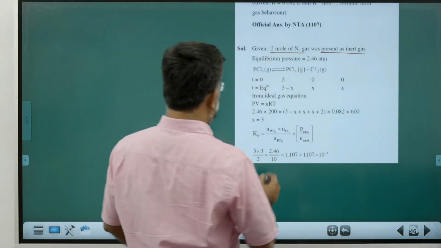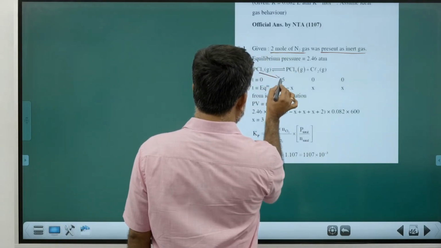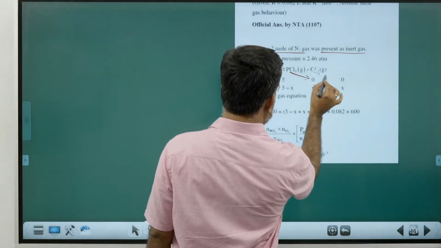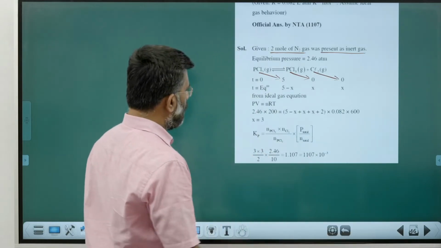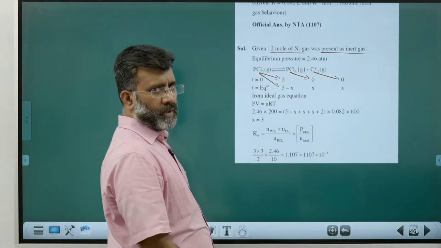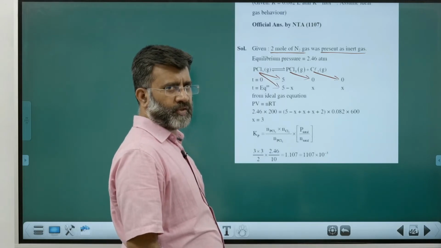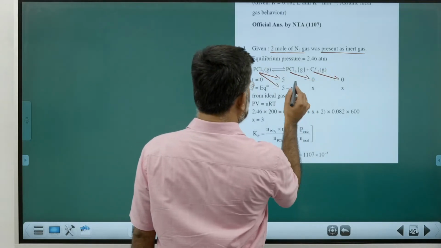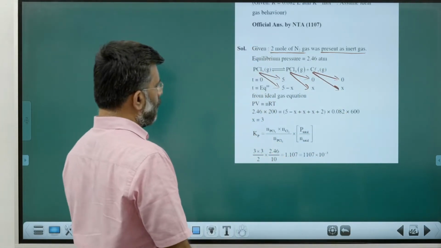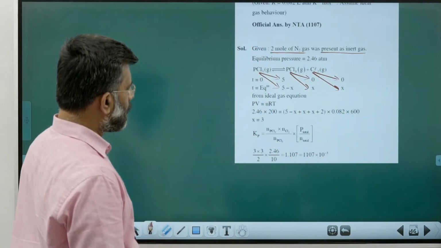Now what is the reaction? PCl5 initially taken is 5, and PCl3 will be 0 and Cl2 will be 0. Now at equilibrium, X moles of PCl5 react, so the remaining will be 5 minus X, and PCl3 will be X and Cl2 will be X. Is that clear?